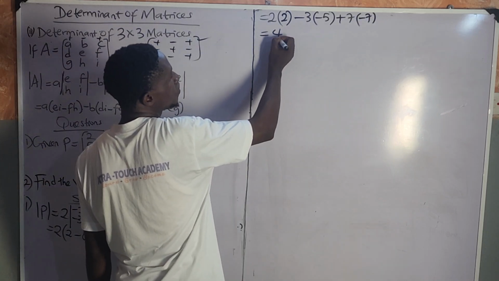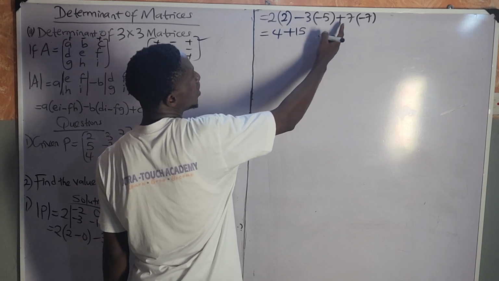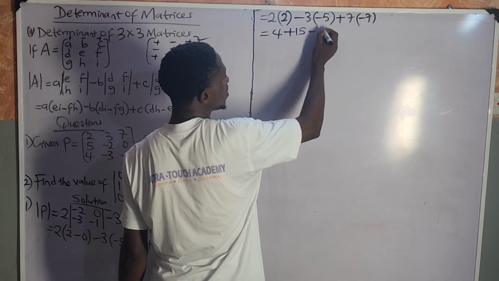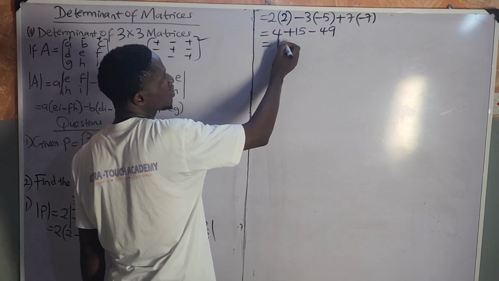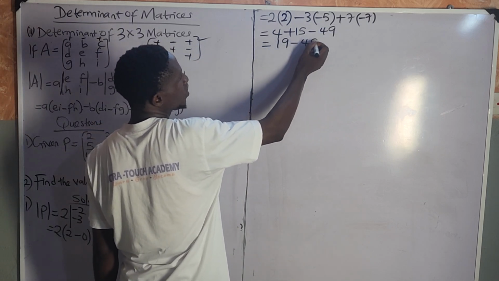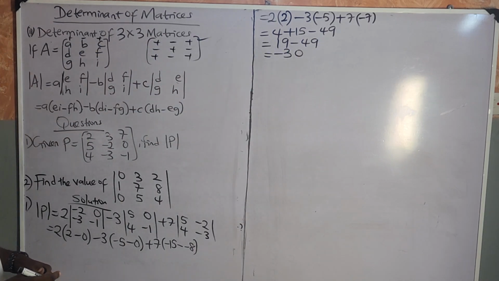2 times 2 is 4. Minus 3 times minus 5 is plus 15. Plus 7 times minus 7 is minus 49. So we have 4 plus 15 should give us 19, minus 49, which will give us minus 30. And that should be the answer. So we go to number 2.